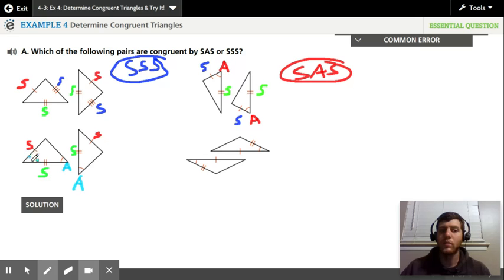The included angle would be these two angles here, right? If we knew that those two angles were congruent, those are the included angles. They're the ones between our two pairs of sides. Then we would know that these triangles were congruent. Since it's not the included angle, we can say we don't know, unknown. I don't know, IDK. They could be congruent. They might not be, we don't know.